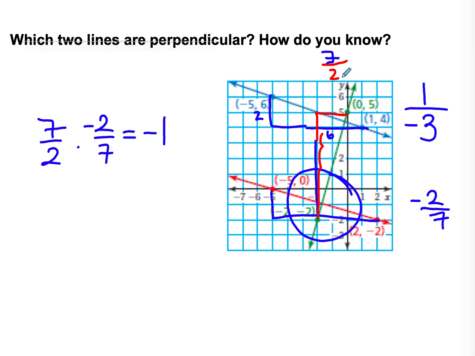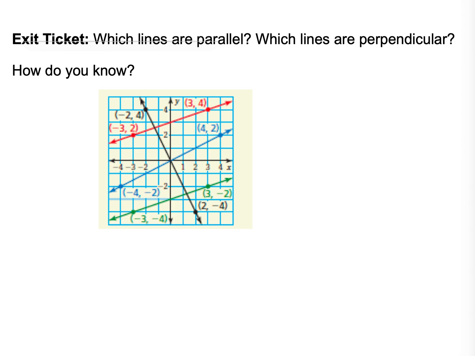So the ones that are perpendicular, that's going to be these two that I've circled here, the red one and the green one, and that's because they are negative reciprocals. If I do 7/2 for the green line times -2/7 for the red line, that's going to give me a product of -1.